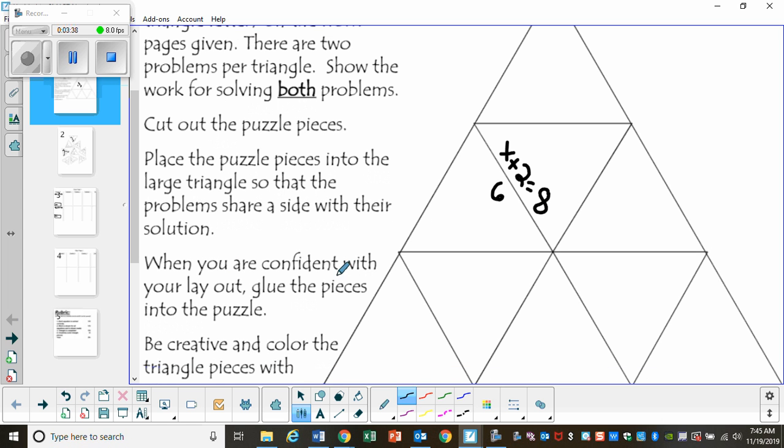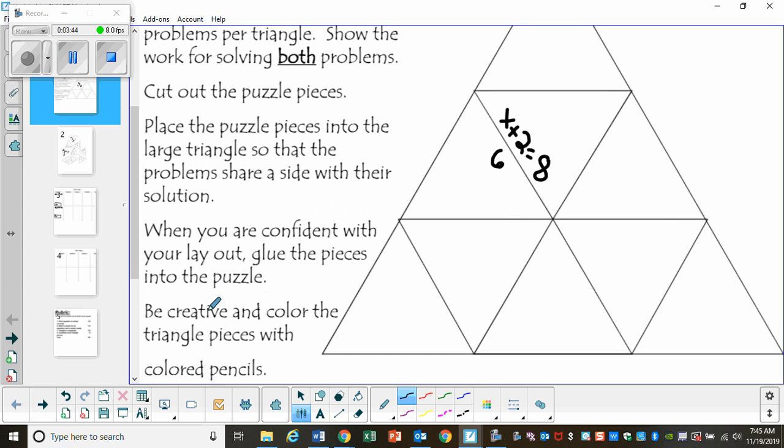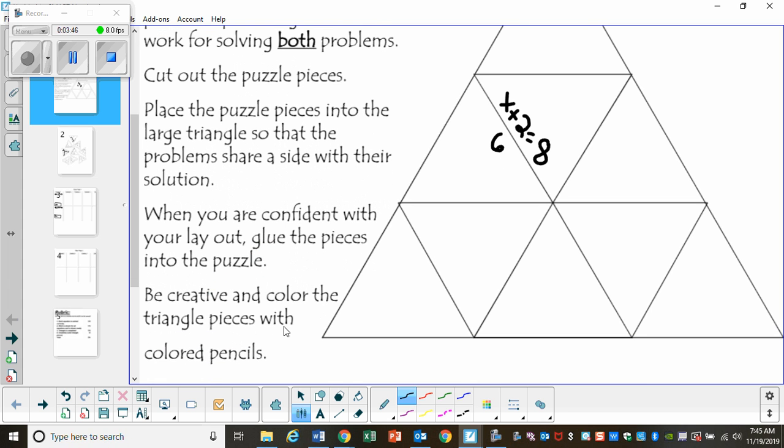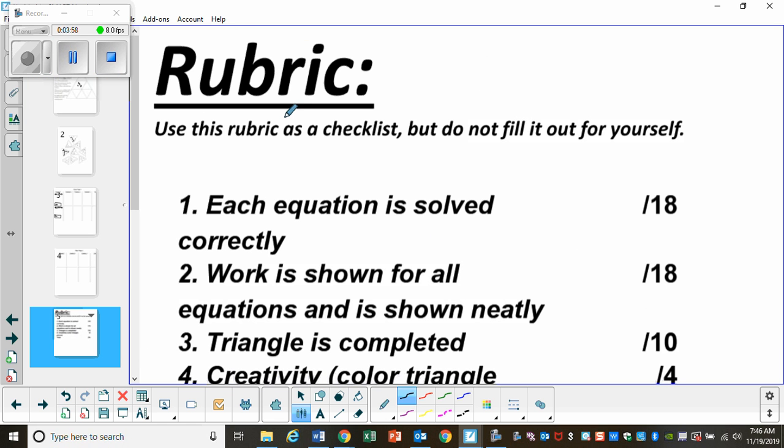So once you're confident with your layout, glue the pieces into the puzzle, okay? And then you're going to want to be creative and color the triangle pieces with colored pencil. So you want to color the actual triangle pieces however you want. You can do a design, you can do a solid color. Okay? So let's take a look at the rubric so you understand how you are graded.